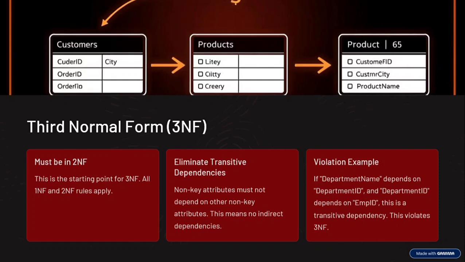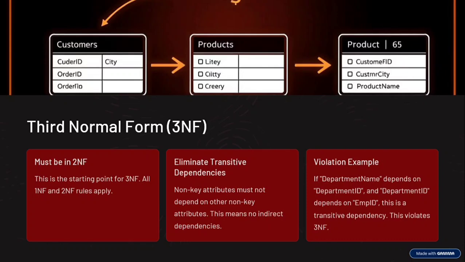Okay, so now we'll see what 3NF is. To convert any table into 3NF, the table must be in 1NF and 2NF. So this is the starting point for 3NF. All 1NF and 2NF rules are applied. In eliminating transitive dependency, non-key attributes must not be dependent on any other non-key attributes. This means indirect dependency.